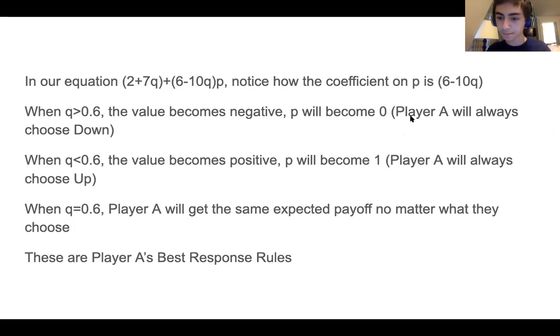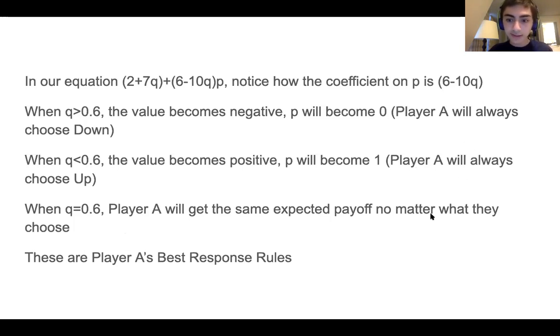So suddenly P, this coefficient, 6 minus 10Q, is a positive number, right? So player A is thinking, okay, that's good. I want more payoff. So I'm just going to always choose up if I know that the Q is less than 0.6. So player A is always going to choose up in that case. Remember, this is his expected payoff, so he's always going to choose that.